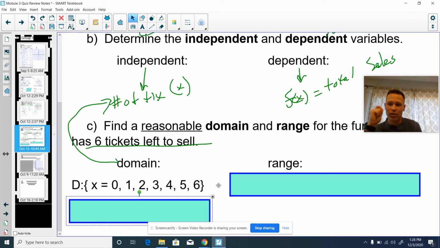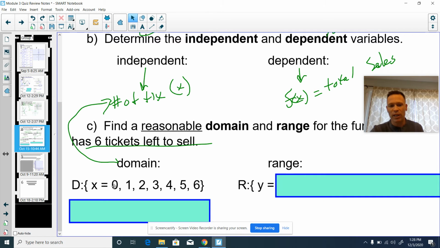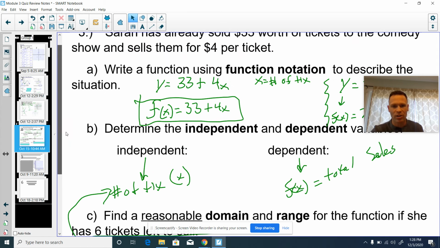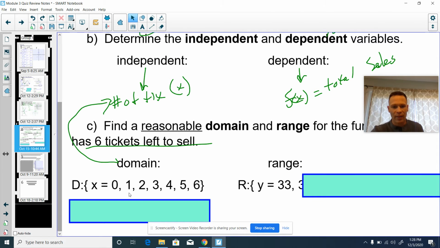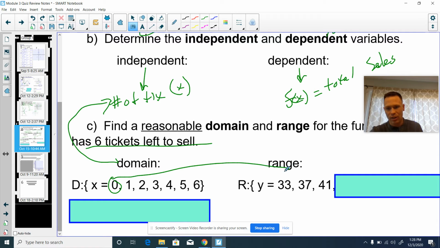And now my range has to match those domain values, right? What I mean by that is my first range value must be when x is 0. And if I go back to my equation, that means I'm substituting in 0 for x. So 4 times 0 is 0, and then I add 33 and I get 33. Then I sell a ticket and add $4 more: 4 times 1 is 4, plus 33 is 37. And then I sell 2 tickets, and you get the idea, right? All of these values have to match, and if they don't match, then it's incorrect.